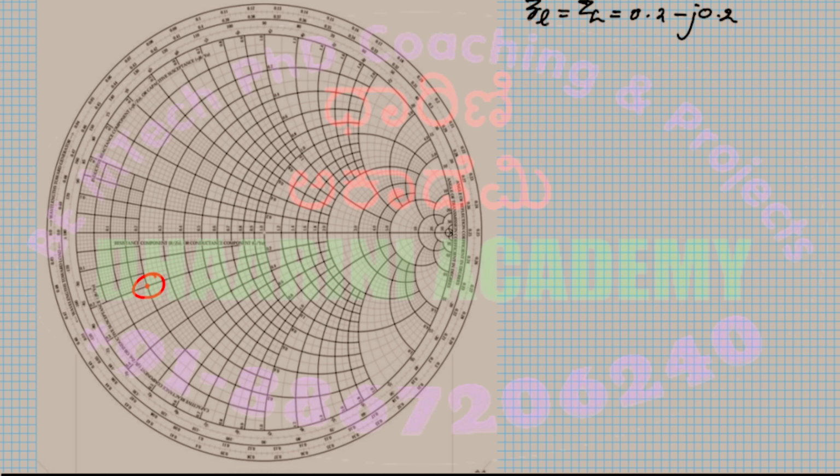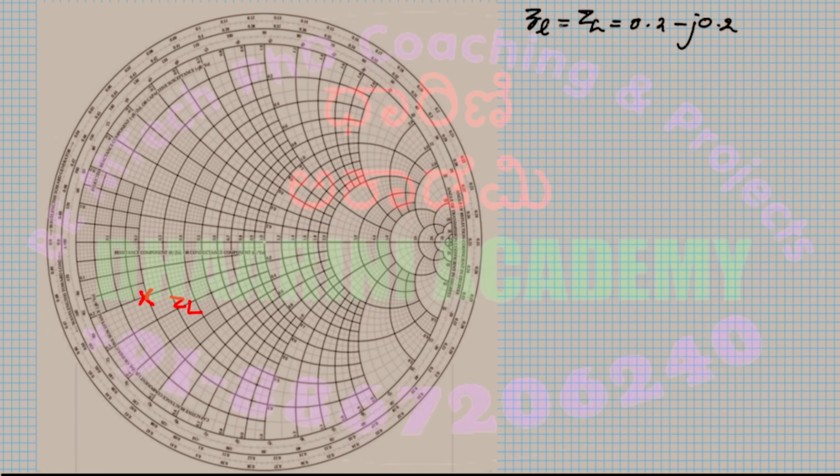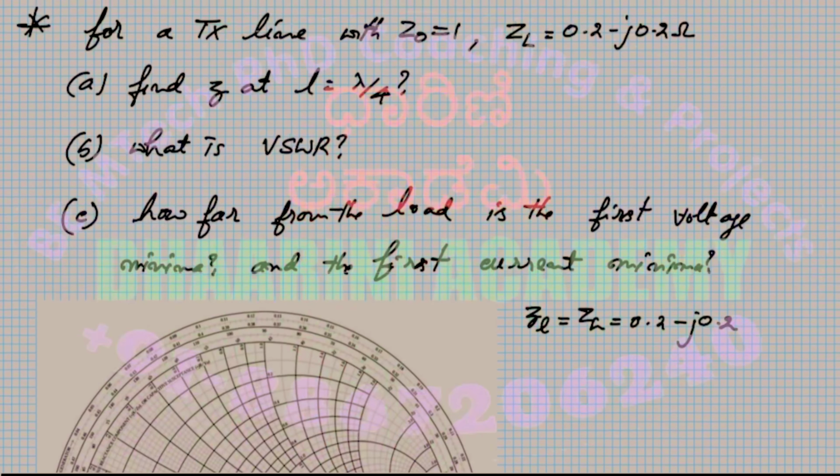Okay, for our reference, I'll put an X mark over there. This is the ZL. Okay. Now, the first part is pretty straightforward. Anyway, we have marked that.